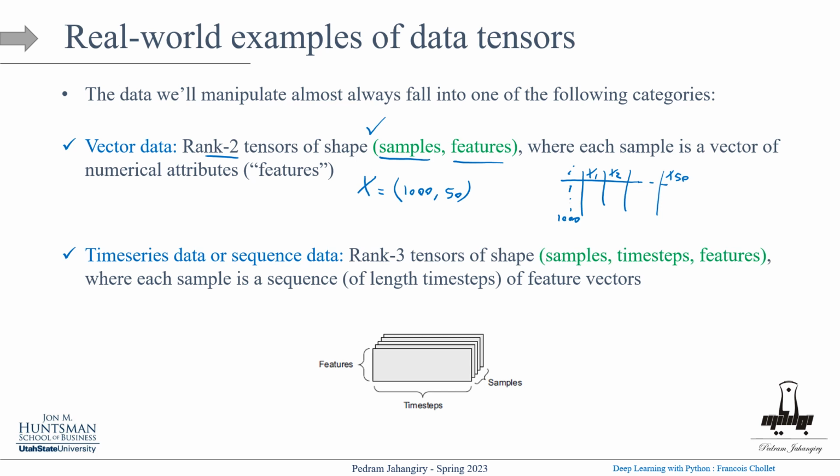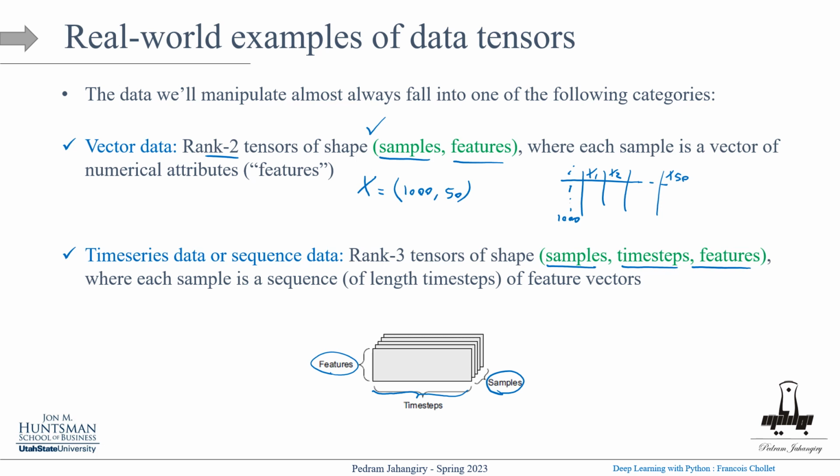Then the next one is, for example, time series data or sequence data. We're going to look at some examples on this slide and the next one. Time series data or sequence data is a rank 3 tensor. The batch is going to be samples, then the next one is time step, and the next one is features. Each sample is a sequence of feature vectors. So if I have, let's say, 100 observations, this is the number of samples, and then I have features, and it's going to span through a time step.